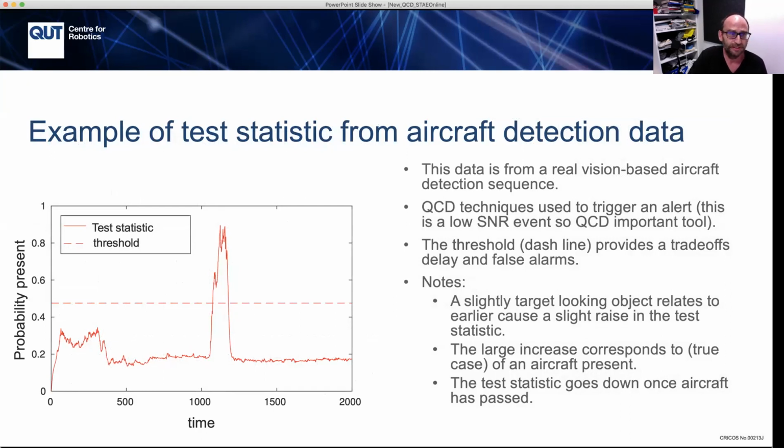This is sort of what you can imagine happening. So we have a test statistic here, it's going along, and we have a threshold, which we're going to use to declare an aircraft present whenever we go across this threshold. And then at this point here, it crosses, and this is when the aircraft actually is in the field of view. It drops down afterwards because this was a physical experiment and the aircraft actually passed the sensor aircraft.